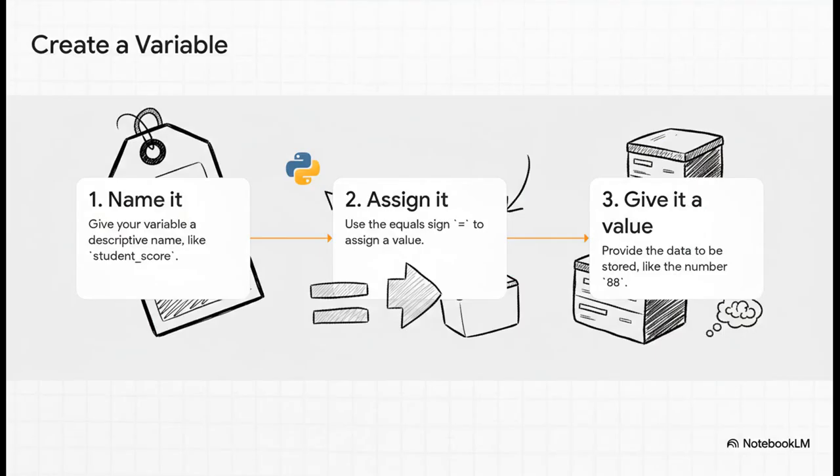And actually creating one? It's incredibly straightforward. It's really just a simple three-step process. First, you name the box. We'll call it student score. Second, you use the equals sign to assign something to it. And third, you give it the value you want to store, like the number 88. And boom, that's it. You've just written your first piece of Python logic.